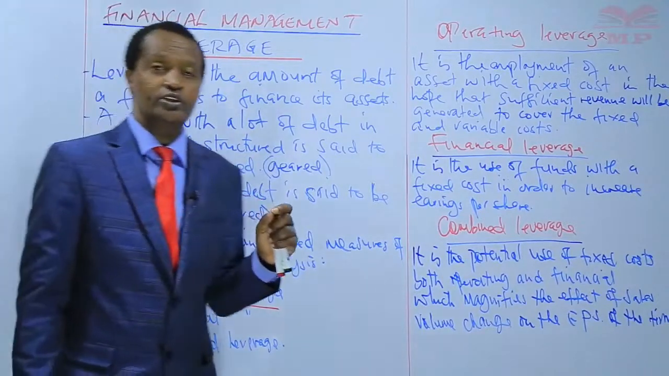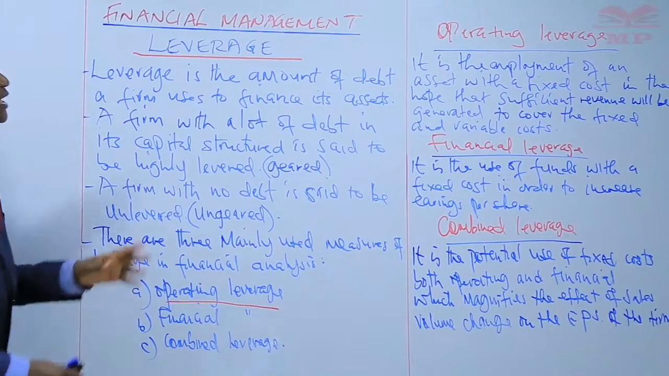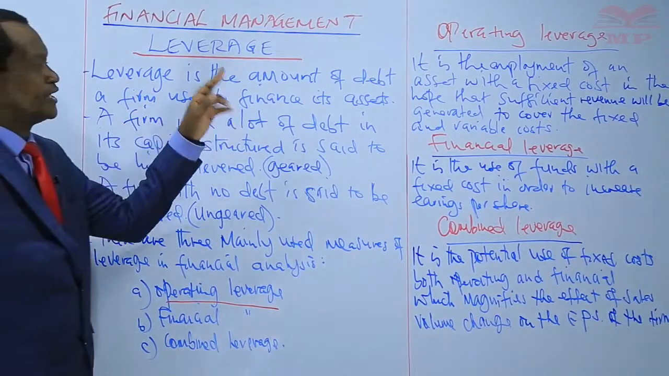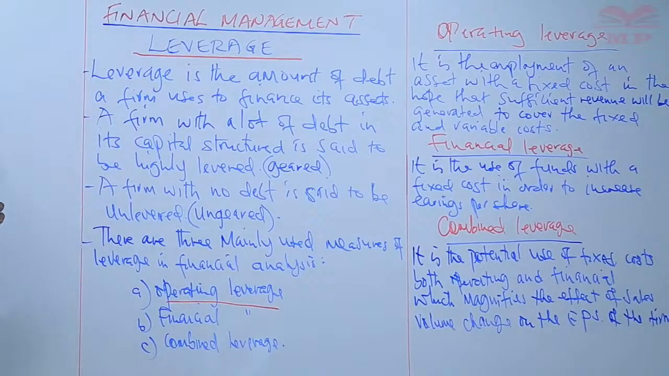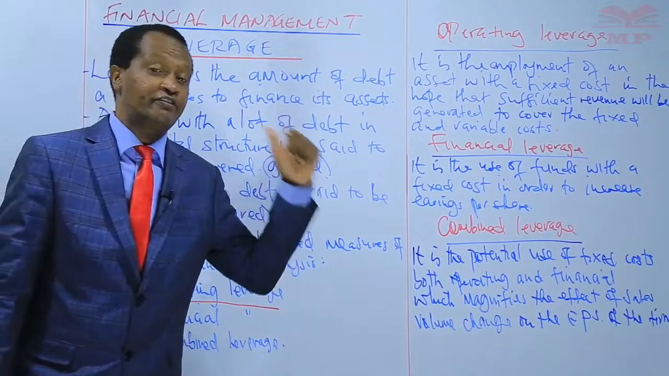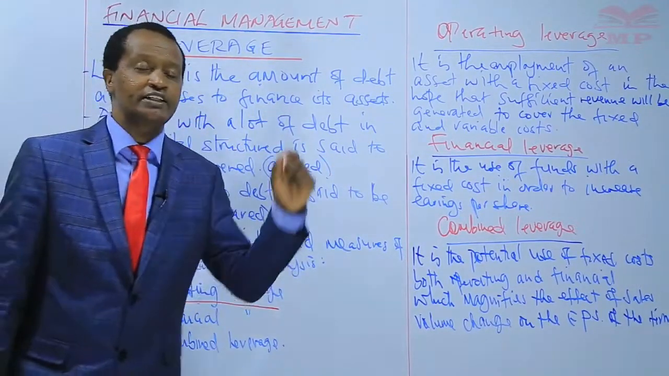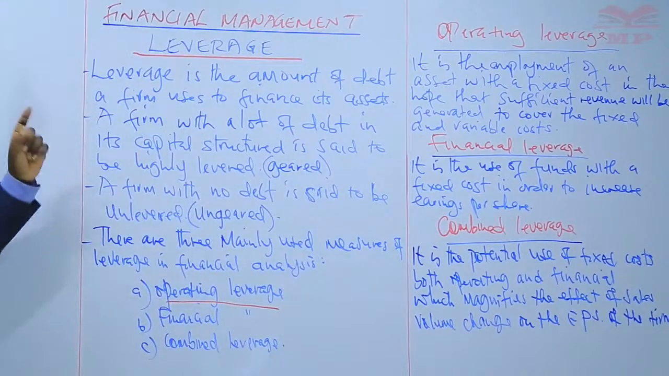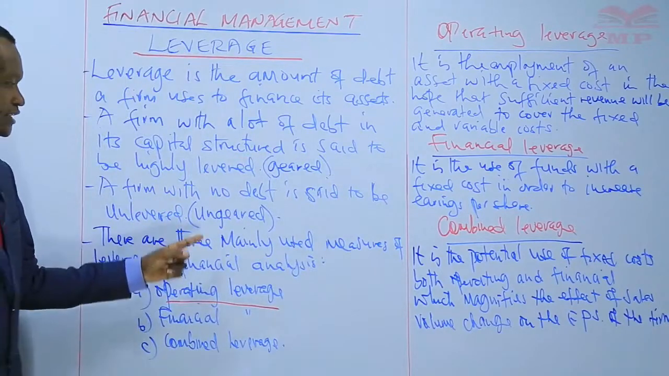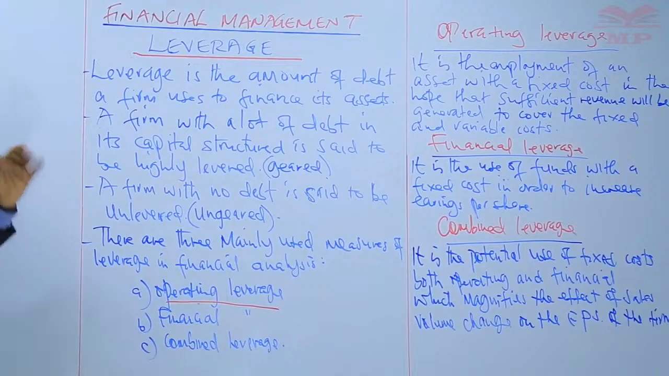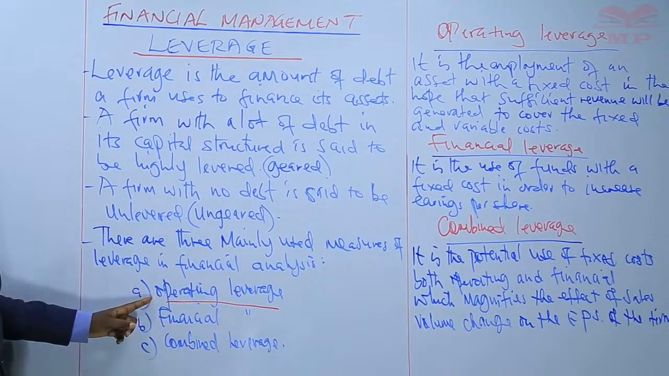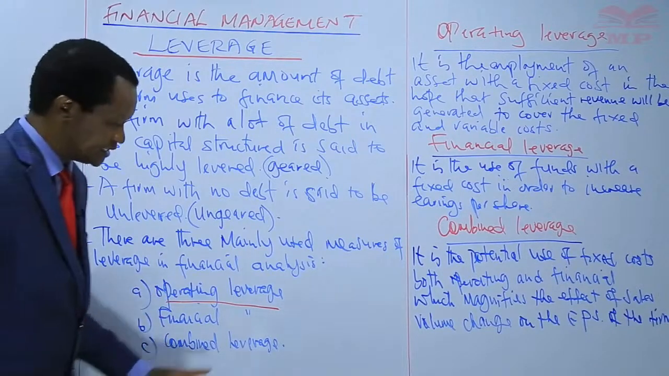And on that note, we'll come to the end of today's lesson, where we've introduced a subtopic, leverage. We've learned that leverage is the amount of debt a firm uses to finance its assets. We've learned that a firm with a lot of debt in its capital structure is said to be a highly geared firm or a highly levered firm. We went further to learn that a firm with no debt in its capital structure is said to be an unlevered firm or ungeared firm. Then we've discussed three mainly used measures in financial analysis, that is operating leverage, financial leverage, and combined leverage.